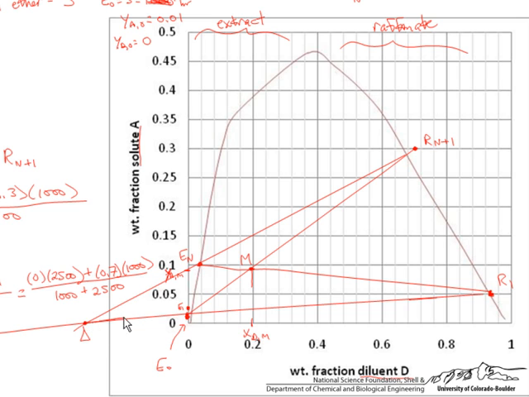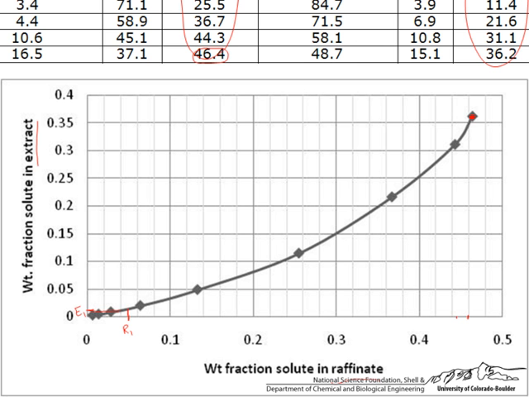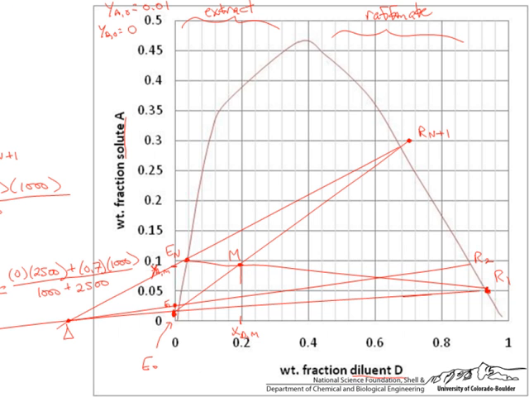So why don't I plot this? Here I've got my R2. So R2 is about 0.09. I'll go back to this plot and have R2 at 0.09, and we'll go up, we'll go across, and we'll have E2 at about 0.03. So let's plot that, 0.03, that's going to be E2. Then I make another stage.